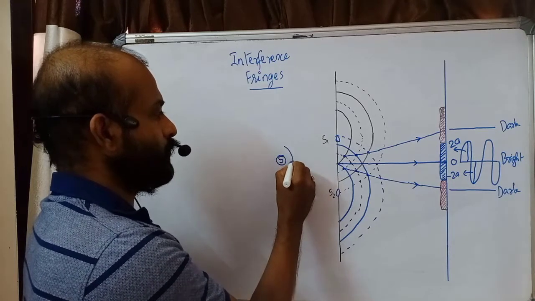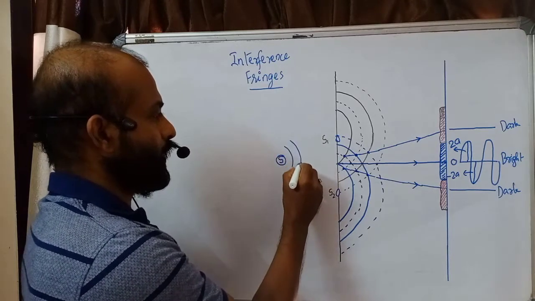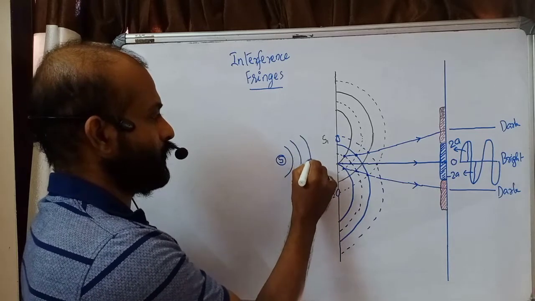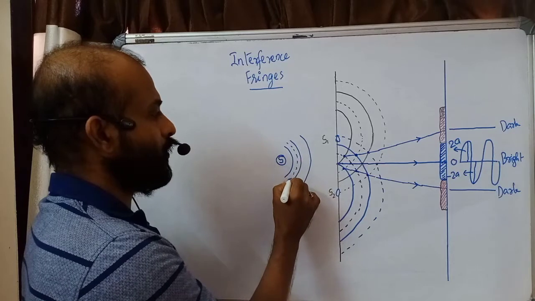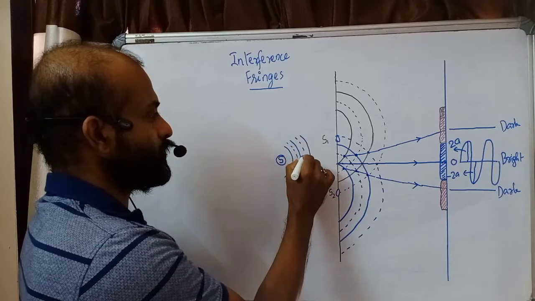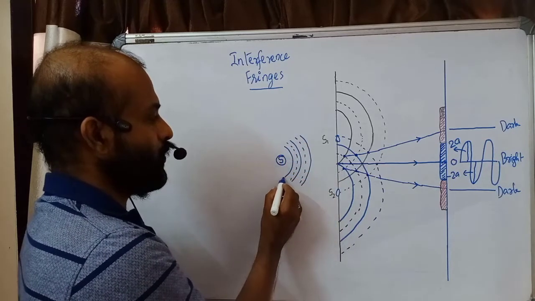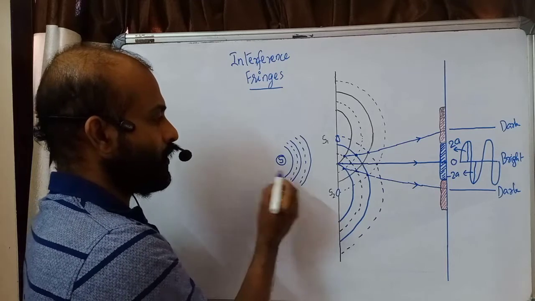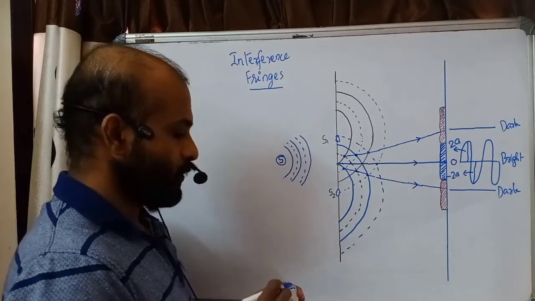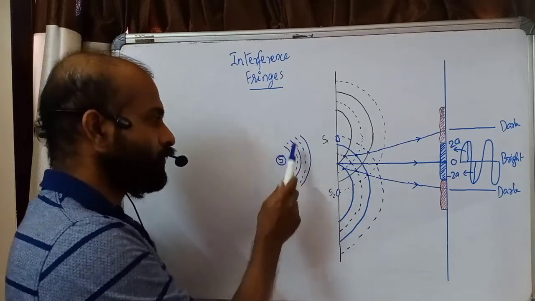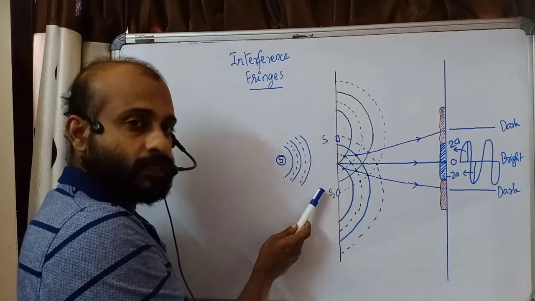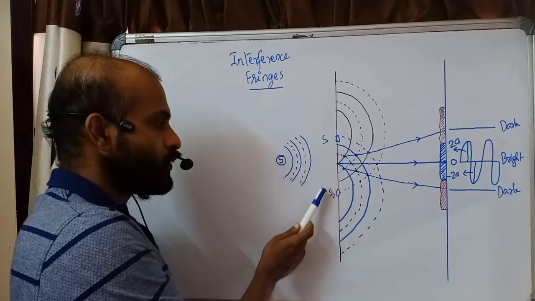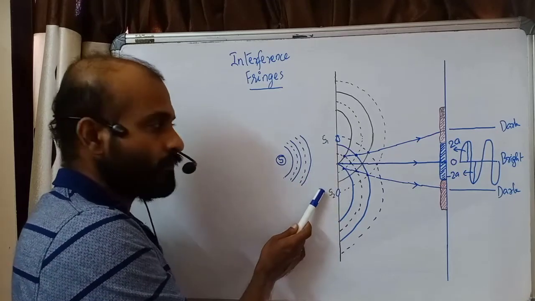This source of light will produce spherical wavefronts like this. The bold lines of the spherical wavefront indicate the crest of the wave, and the dotted lines indicate the trough. These wavefronts will pass through the two slits S1 and S2. Here S1 and S2 act as two coherent sources.